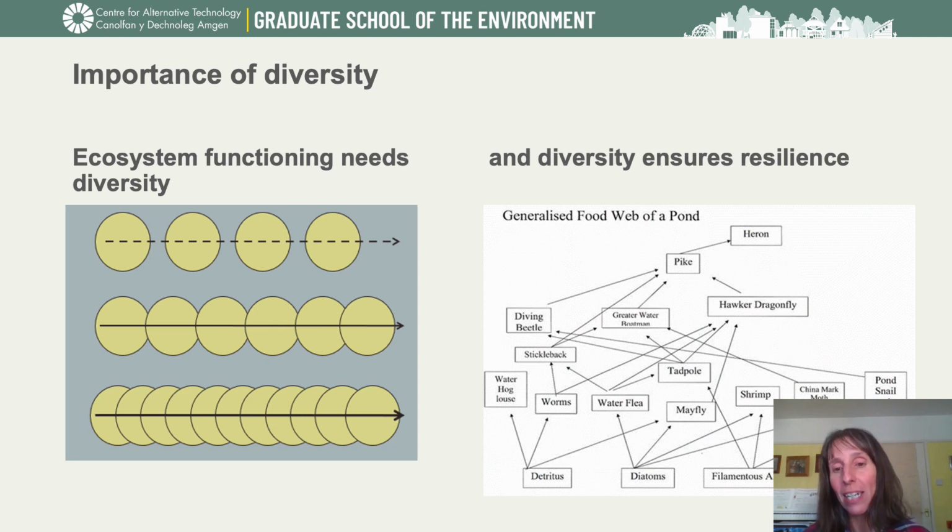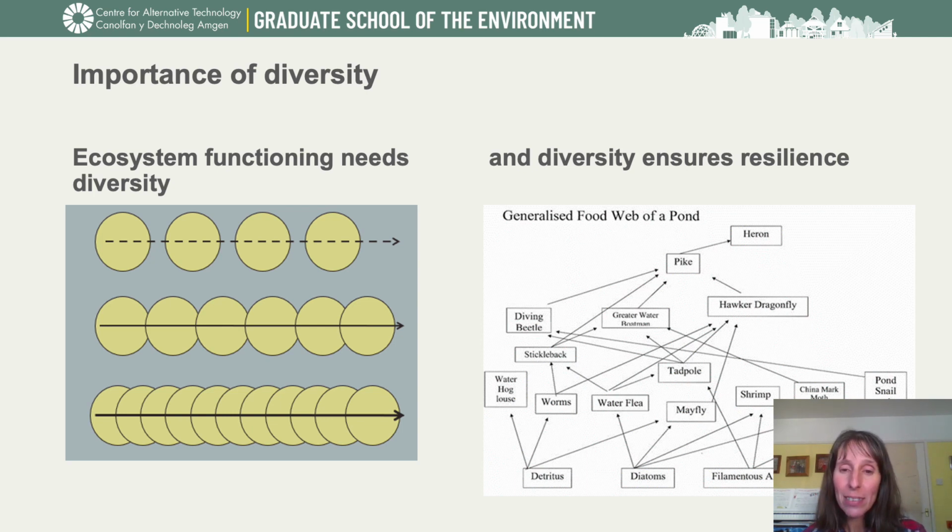And then the picture on the right again is showing us about the connectance, because when you have an ecosystem with lots of different species, you then have more interactions. So this is a generalised food web, and you can see primary producers at the bottom. You've got detritus, so organic matter. You've got diatoms, which is a type of alga, filamentous algae, etc. along the bottom. And they are providing food further up the food chain to consumers, further up again to predators, until you get to the top with the pike and the heron.